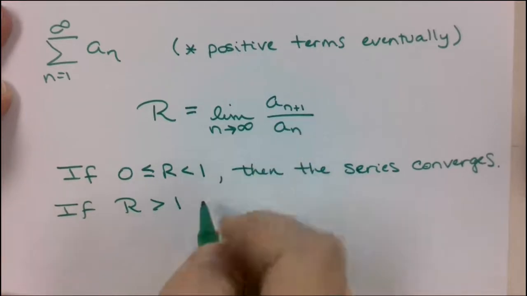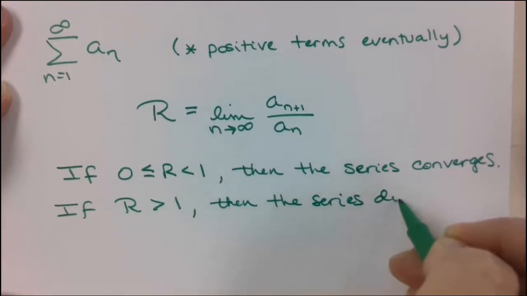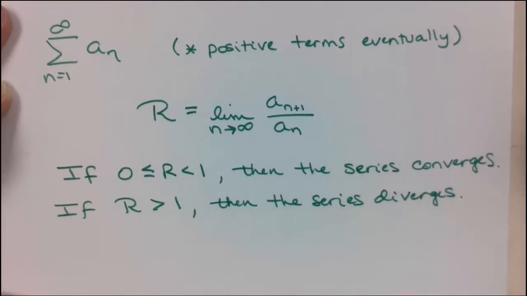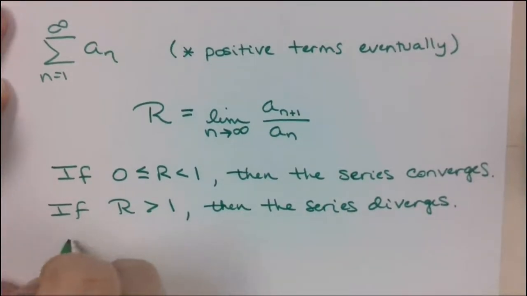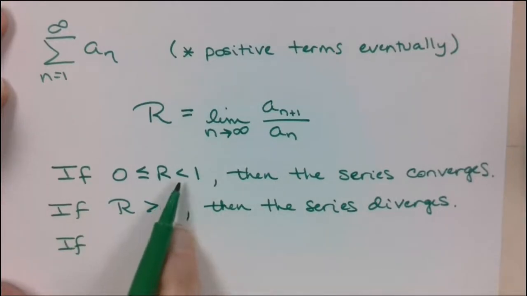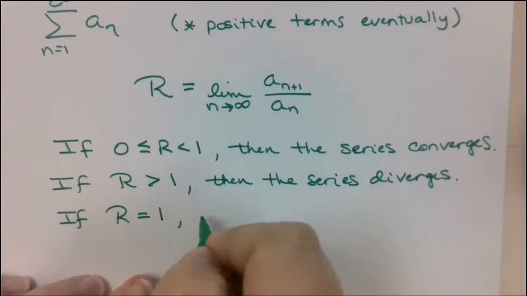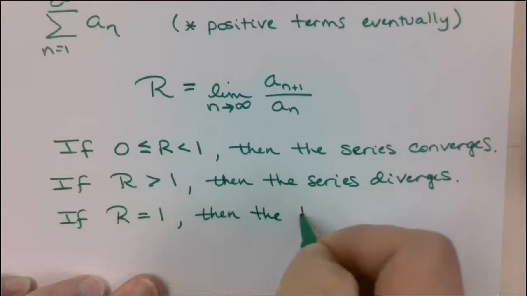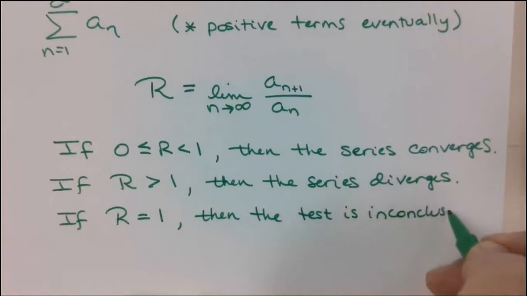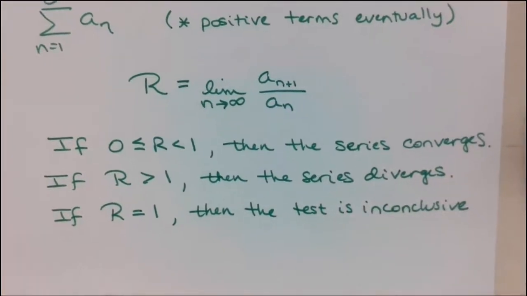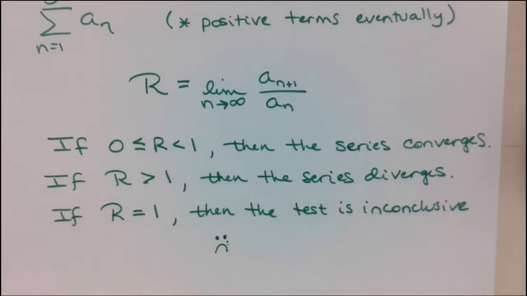If that ratio is greater than 1, then the series diverges. Again, similar to the geometric series test. Here's the difference. Notice here that I have not included 1 in either of the inequalities. If that ratio equals 1, then this test is inconclusive and we have to use another test. And so you shed a tear because you have to do more work.